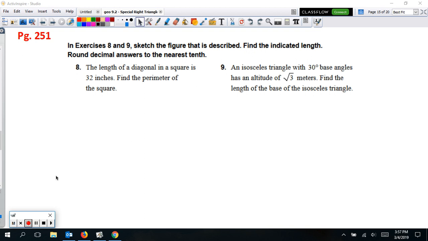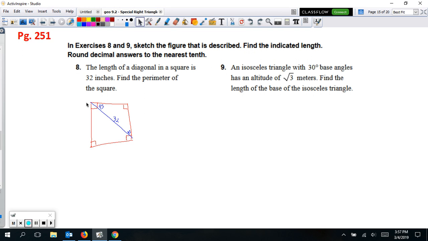So the first thing we're going to do is draw a square. So we're going to sketch the figure. We're going to sketch a square. It doesn't have to be perfect. Mine's not perfect here, but I'm showing right angles on each corner. All the sides will be the same. And we're going to draw a diagonal in here. So I'm going to draw a diagonal and label that 32 for 32 inches. So that diagonal is 32.